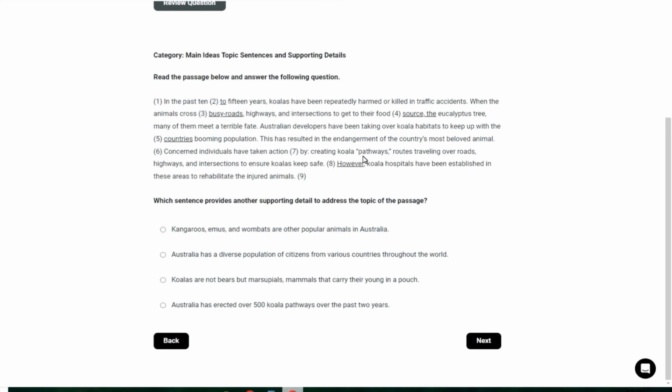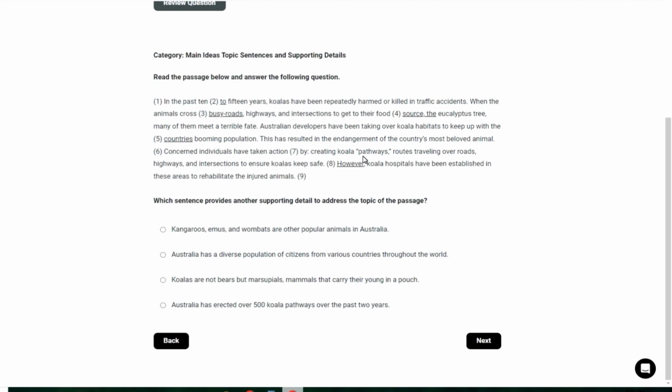Kangaroos, emus, and wombats are other popular animals in Australia. Does it have anything to do with that? And no, it does not. A is off the table. B. Australia has a diverse population of citizens. You should stop right there. Is this talking about the citizens in Australia? No. Move on to C.